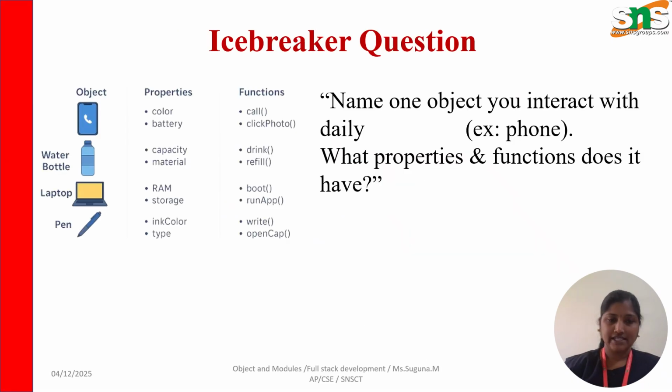So here is an icebreaker question. Let's start with a simple question. Name one object that you interact with daily. For example, a mobile phone. A phone has properties, right? The properties of a phone can be any brand, color, battery size, and all of these can be considered as properties. And functions are call, message and charge.